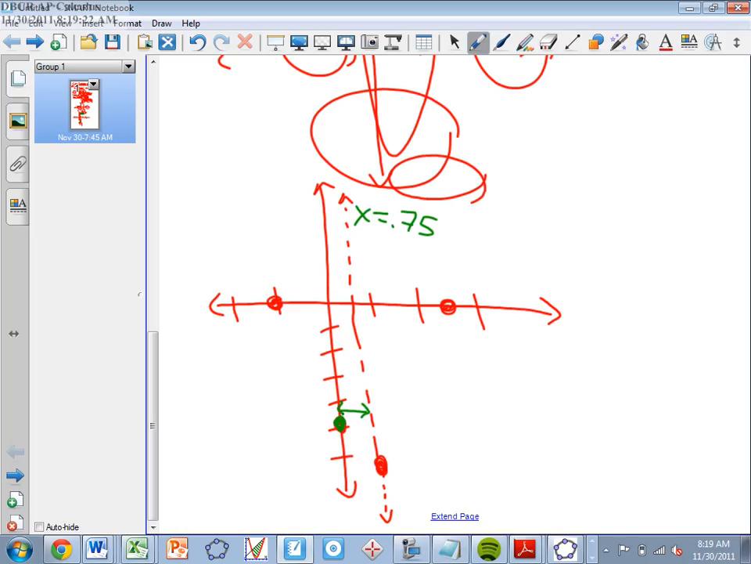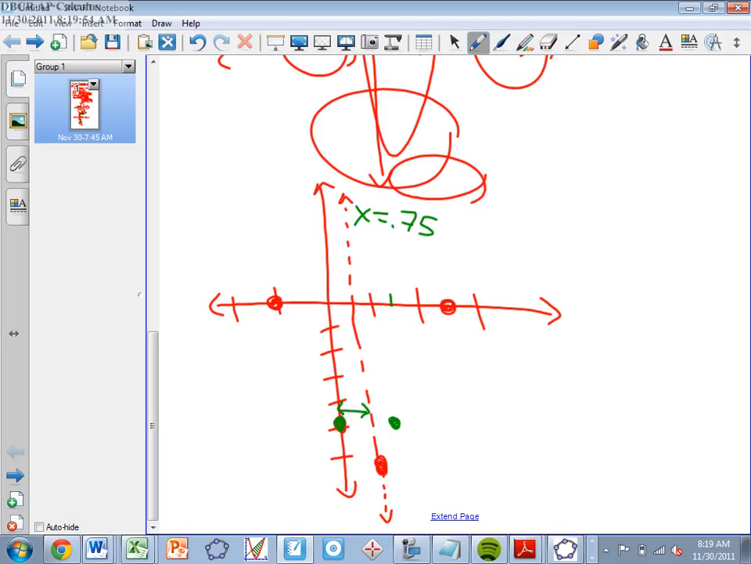1.5. I heard mixed answers. 1.5. Again, 3 quarters in your hand, another 3 quarters, you got $1.50, right? 75 cents, 75 cents. So that means that this point is going to be located right around here and down at the same height. So I know it's going to be at negative 5 for the y value, and for the x value, I'm going to be looking around here, okay? Again, why am I doing this?